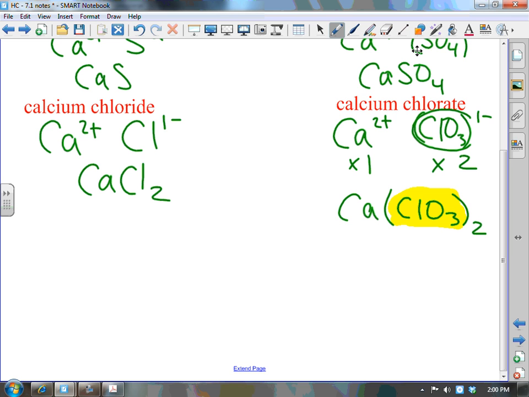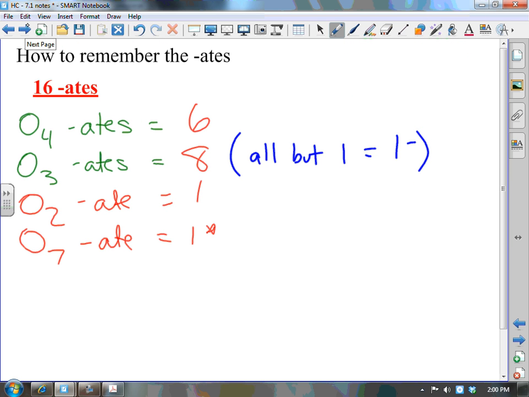Don't say ClO6 or ClO3 and not put parentheses. You have to have the parentheses because this whole structure, the calcium to chlorate ratio, is 1 to 2. There's 2 of those ClO3s. Okay? All right. Now, here's what you got to focus on.